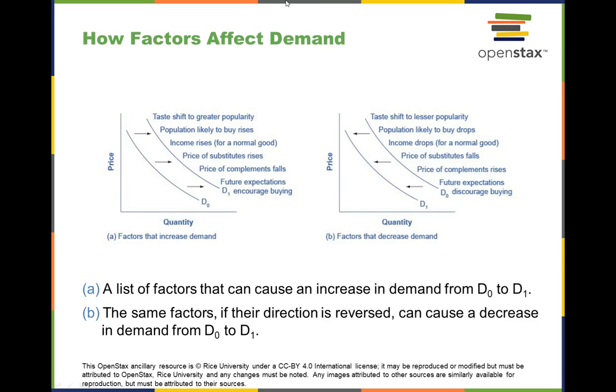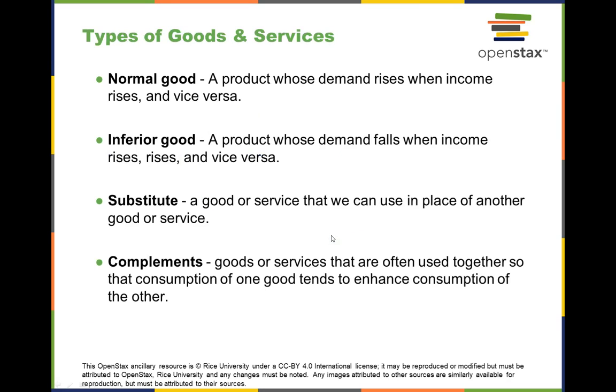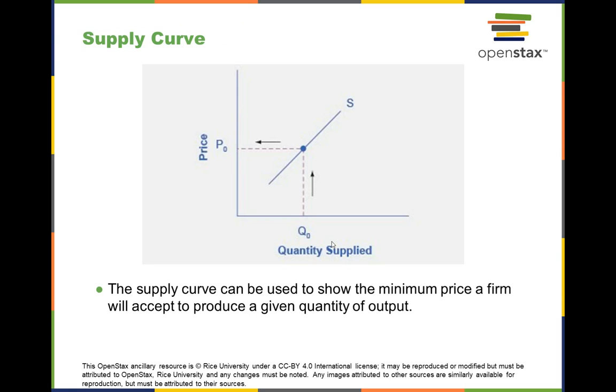So actually, as your income rises for normal goods, demand for normal products will shift to the right, it will increase. And then the opposite is true. As your income rises, for inferior goods like ramen noodles, your demand is going to decrease. A substitute is a good or service that we can use in place of another one, easily switched out, they're similar, and complements are goods that go together. Just to go over those terms again.